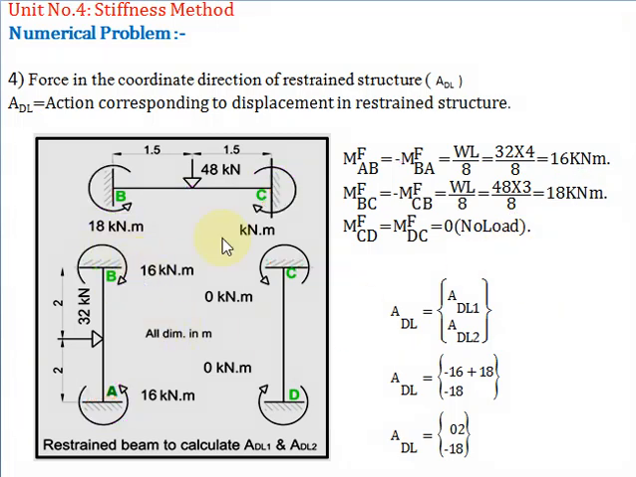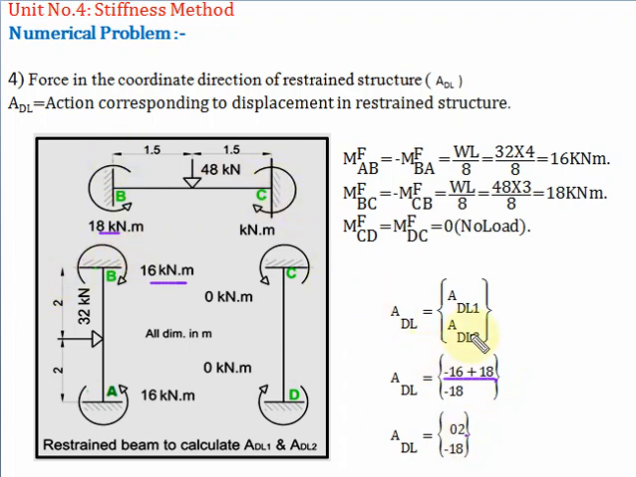So at B, how many moments are there? There are two moments. One is fixed moment in member BA. Okay. So fixed moment in member BA is what? It is minus 16. It is acting in clockwise direction. And fixed moment in member BC is plus 18. So minus 16 plus 18. So the value is what? Plus 2. Okay. Two moments are there.